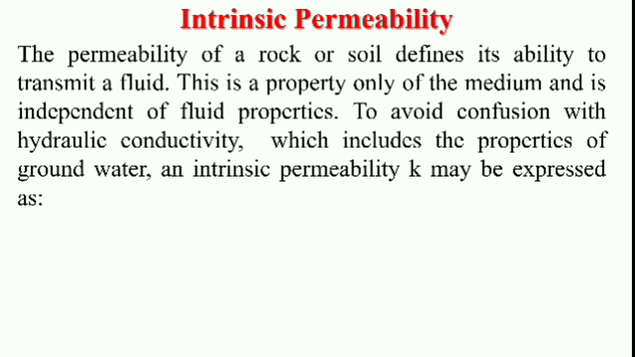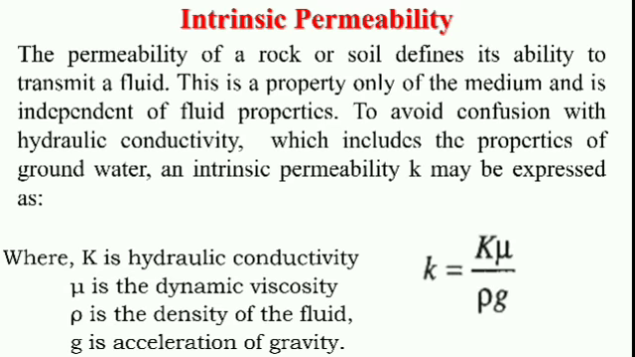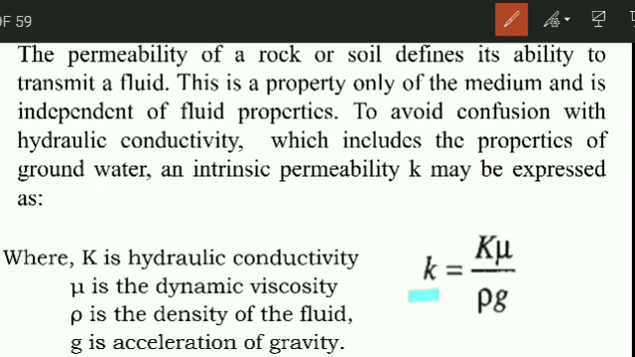There is one more definition called intrinsic permeability. So what is that intrinsic permeability? That is expressed as small k. You can see the symbol: capital K represents the hydraulic conductivity, whereas small k represents the intrinsic permeability. So here, k is equal to capital K mu divided by rho g. In this formula, K stands for the hydraulic conductivity, that is capital K.